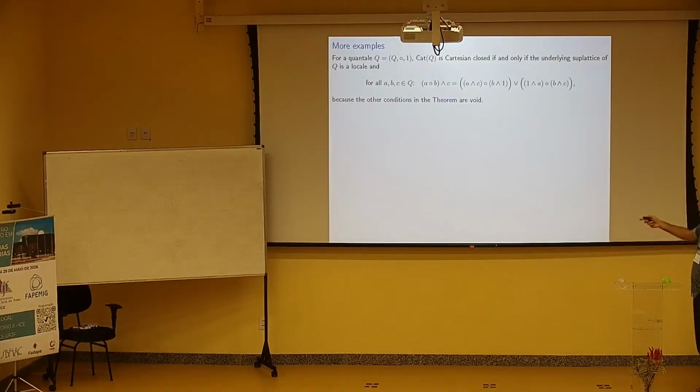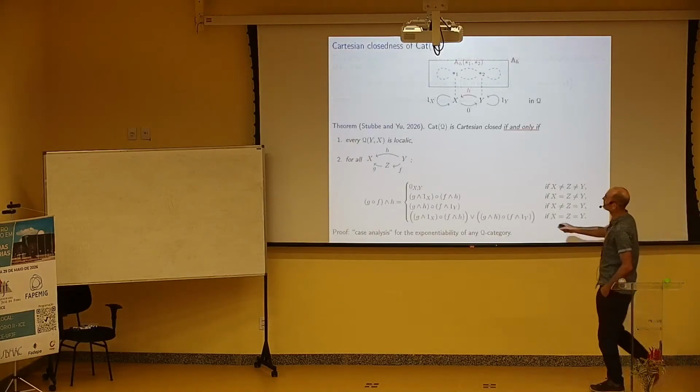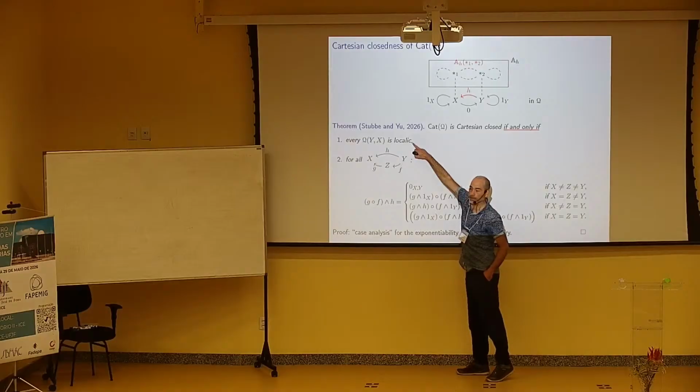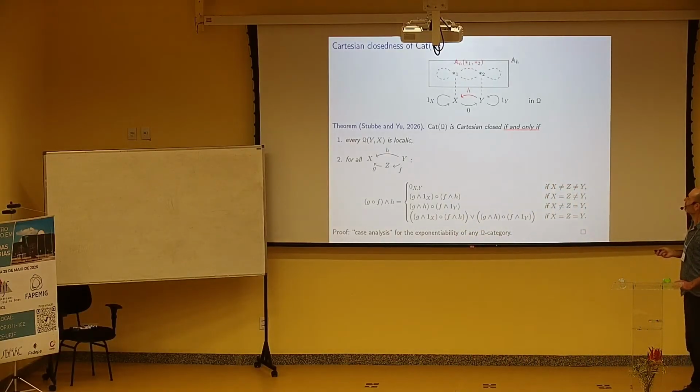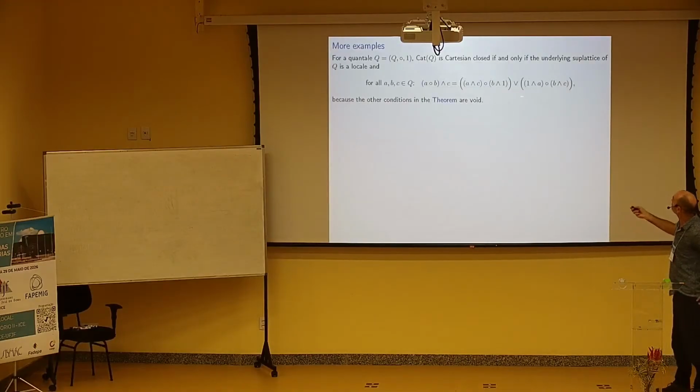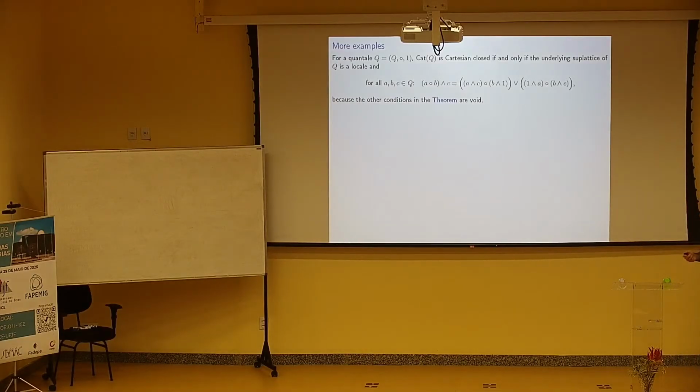And then the funny condition. This first condition is just saying that it's a quantale whose underlying sublattice is a locale. And then here is what the funny condition on decompositions becomes. For any objects A, B, C, you have A times B intersect with C must be this expression. The other conditions in the theorem are void because we only have one object, or one type, in a quantale.